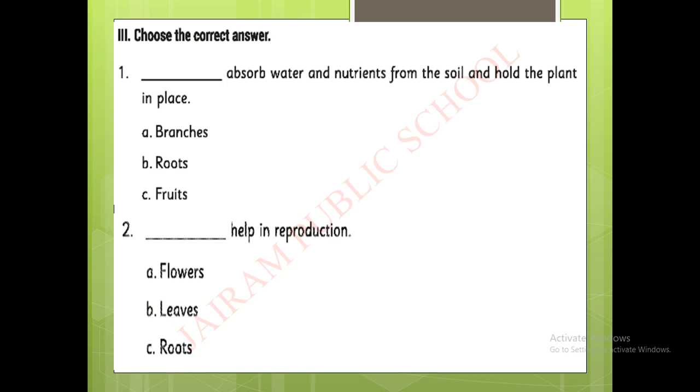So here is the choose the following. Now let us discuss the answers. First question: dash absorbs water and nutrients from the soil and holds the plant. Which part of the plant absorbs the water and nutrients from the soil? Yes, exactly. It's the roots. The second one: dash helps in reproduction. Of course, the flower develops into fruits, so it helps in reproduction.